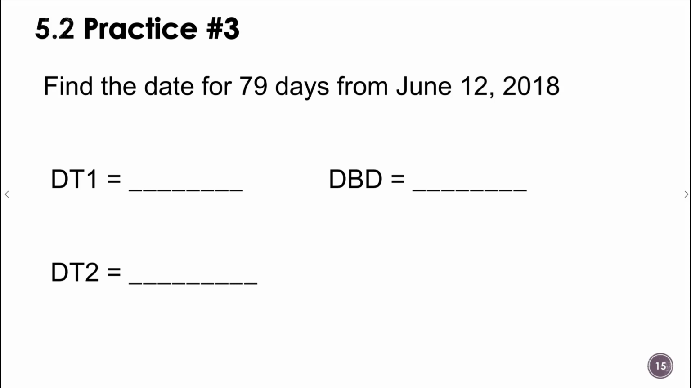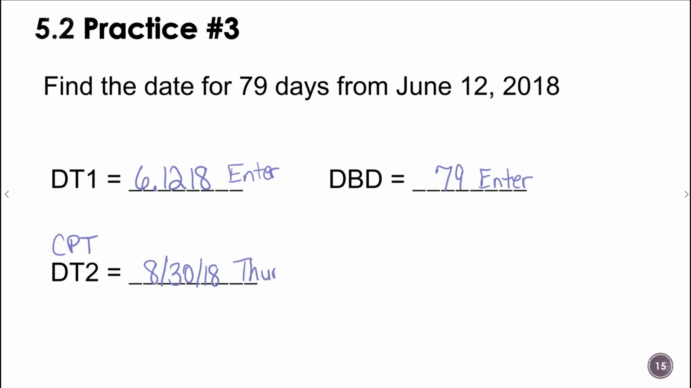Our beginning date is going to be June 12th, so that's 6.1218, right? Don't forget, then you're going to push enter, and then you scroll. This time, we're going to scroll to DBD, days between dates, and we put in 79 and push enter. We're computing DT2, so we're computing the ending date, because that tells us what the date is after 79 days. And our ending date is 8/30/18. And a cool thing too that it tells you is that is a Thursday. All right, so you can actually compute the beginning date, the ending date, days between dates, all of those things from here.